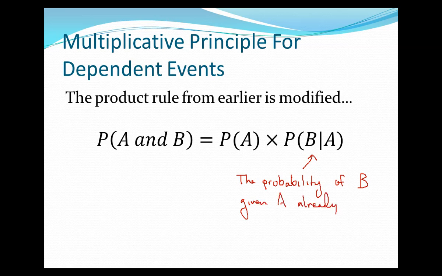Given A already happened. This is sometimes referred to as conditional probability because there's the condition that A has already happened. Conditional probability. It's going to be your job in any given problem to identify whether the probabilities are dependent or independent of each other. Let's do a couple of simple examples, get you used to that idea.